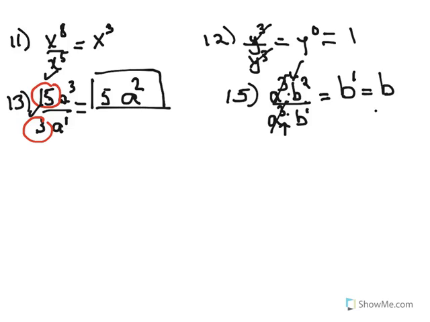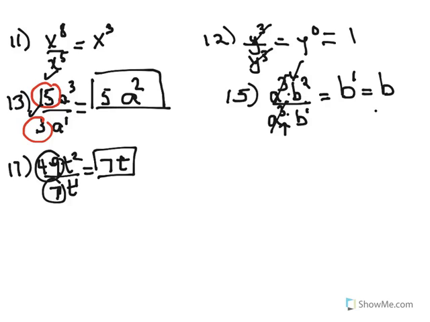Okay? So let's go now with problem number 17. And then we have 49t to the second divided by 7t, and that is again 49 and 7. You're going to divide 49 by 7, that's 7. This t has an exponent of 1. 2 minus 1 is 1, so it's 7t, t to the 1. Okay? Let me do problem number 19.